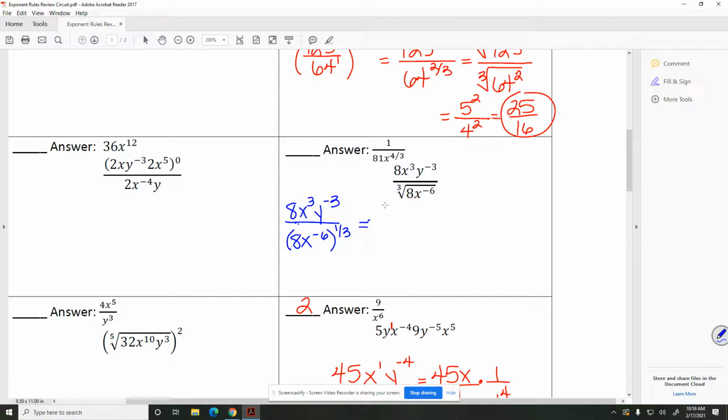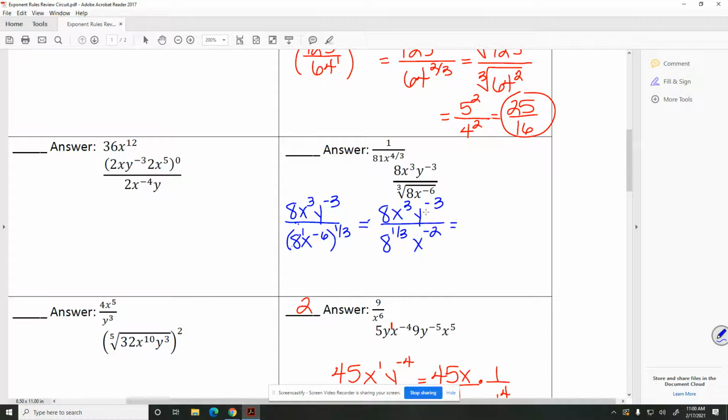And then that means my next step, I'm going to multiply the exponents, but just on the bottom, okay? So I'm just going to apply the power rule down here. So that's going to make this 8 to the 1/3 power. And then x, if I multiply -6 times 1/3, that would be -2.